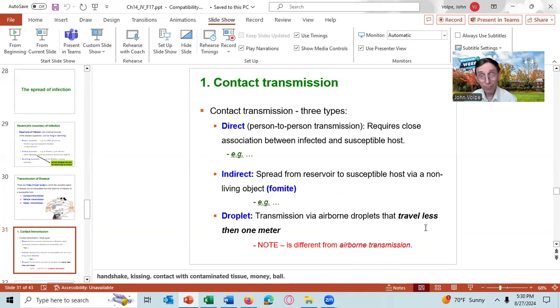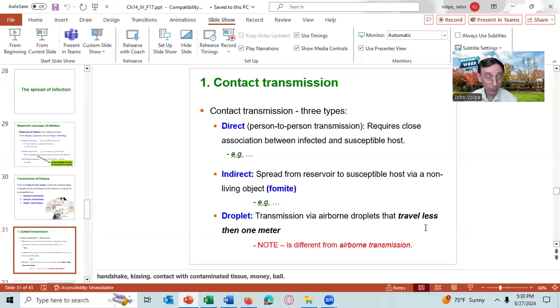Like an adult kissing a child can also spread disease directly between an infected individual and a susceptible host. Indirect transmission is where the disease-carrying organism is spread from the reservoir on a non-living object. We call that a fomite. So a fomite is just a word for a non-living object. For example, when somebody sneezes on their hands and then touches a doorknob, the doorknob is the fomite.